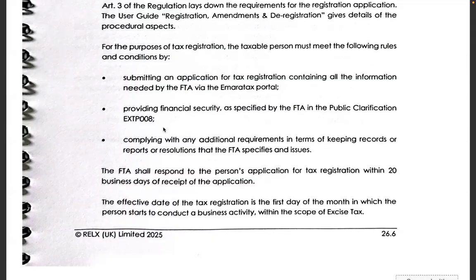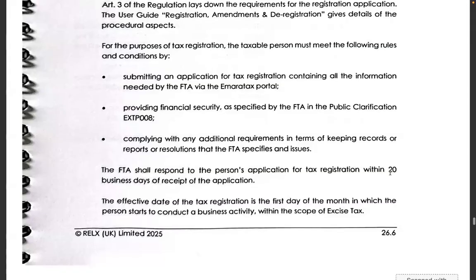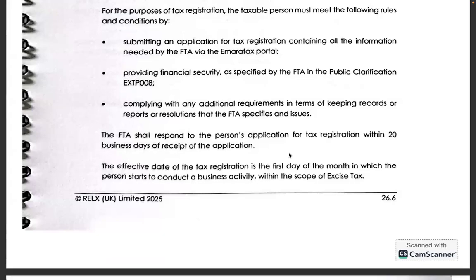Complying with any additional requirement in terms of keeping records or reports or resolutions that the FTA specifies and issues. So the person will also need to comply with additional requirements. FTA shall respond to the person's application for tax registration within 20 business days of receipt of the application. The moment a person applies for the registration with FTA for excise tax purposes, from the date of the application, within 20 business days, FTA must respond.